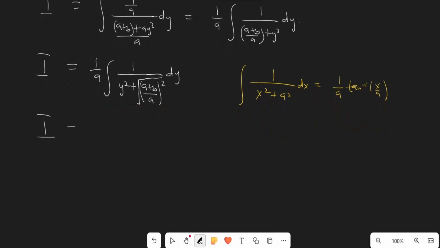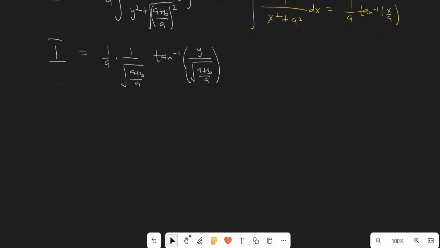So I is going to be equal to 1 over a. Now solving this integral, we have 1 all over a, where a here is the square root of (a plus b) over a, and then times the arctan of x over a, where x here is y over a. And a is the square root of (a plus b) over a, like this.